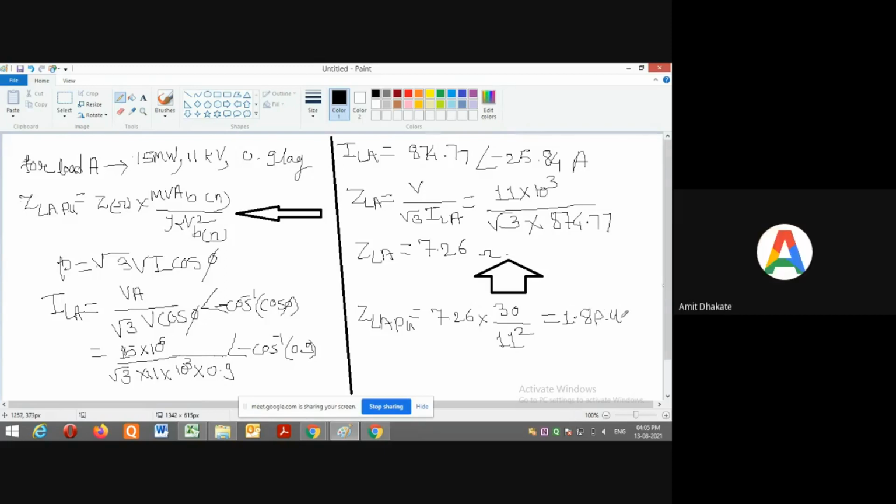Per unit. This is your per unit formula. We put the ohm value into this per unit formula to get the value in the per unit system. The same procedure will be followed to find the load at the B side. Your load B exists in which section? Section 3, am I right? Yes, ma'am. Okay, let us follow the same procedure for section number 3.